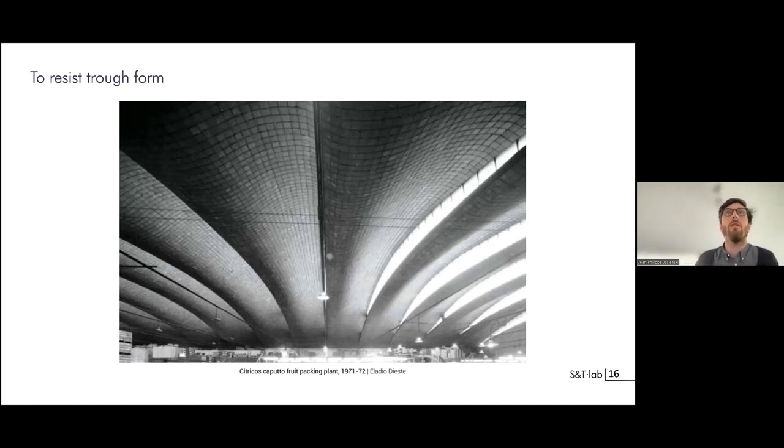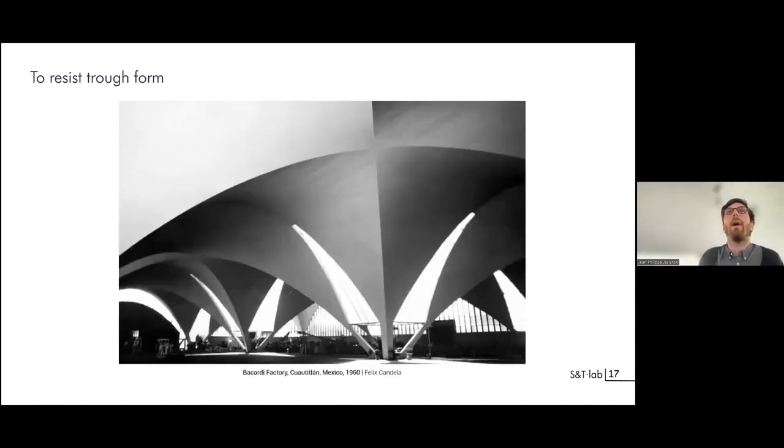He was obviously not the only one to produce magnificent buildings such as this one. I showed just one example from Candela, in which also the relationship with space, structure, light, construction, it's one integrated approach.